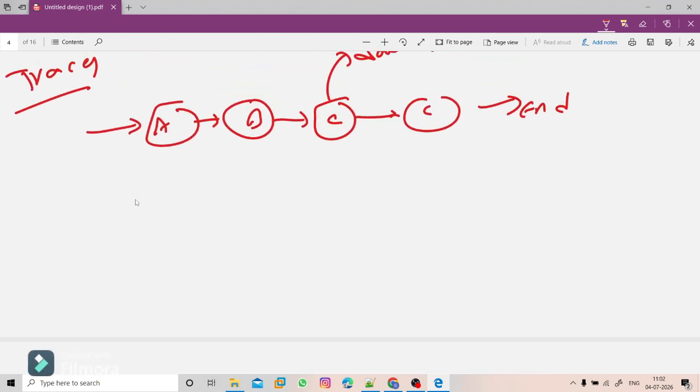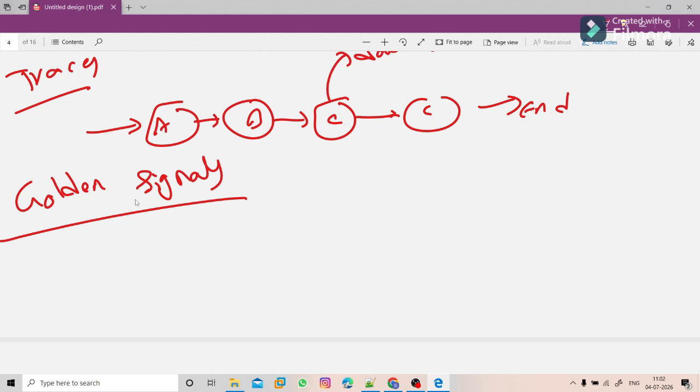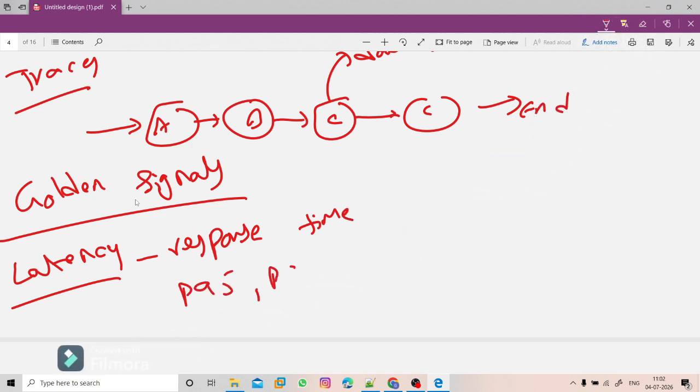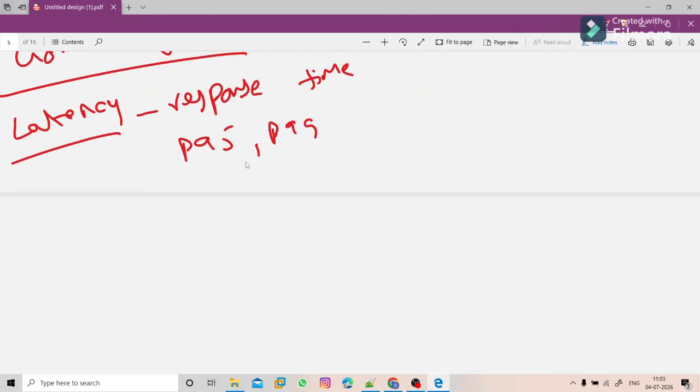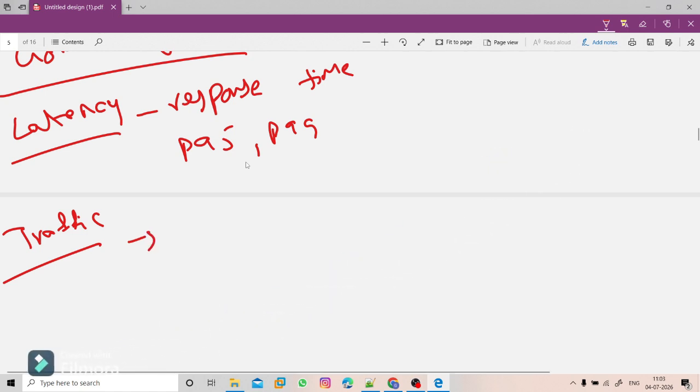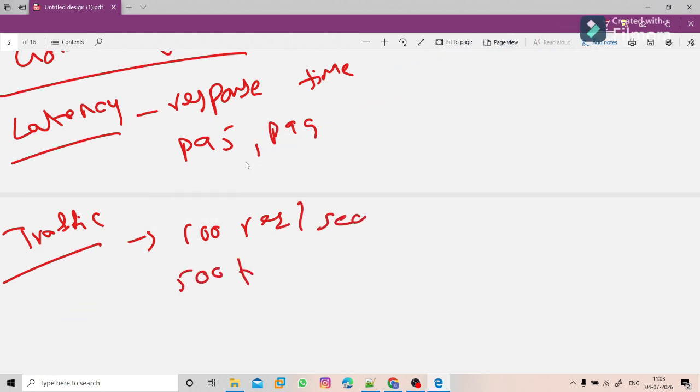So those are the three pillars, and then we have the golden signals. Latency is one of them: how long the application takes to respond, mainly the response time. For response time we have P95 and P99. These are the latencies we currently use, and I will tell you when they are needed. After that we have traffic: how many requests are arriving, like 100 requests per second or 500 transactions per minute. This is the traffic, right?